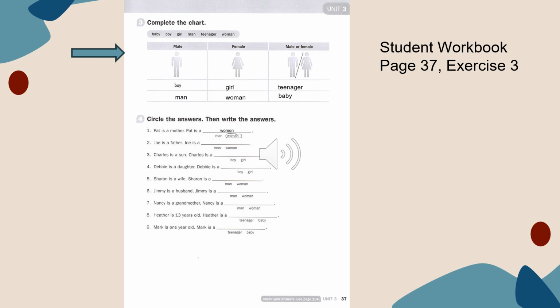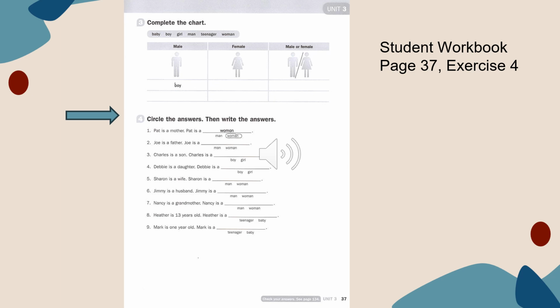Now here are the answers for exercise 3. Both boy and man are the two terms that are used for males. Girl and woman are the two that are used for females. You can use teenager and baby regardless of whether it's a boy or a girl. You can say, look at that teenager, and you might be pointing to a boy, or look over there at that teenager, and it might be a girl. The same way with baby. It could be either masculine or feminine.